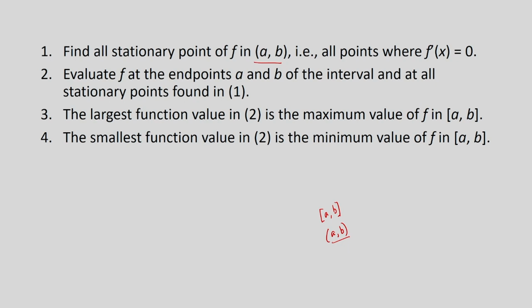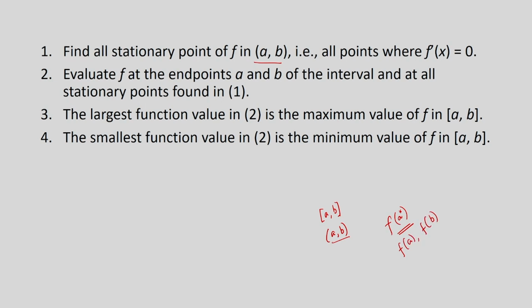The second step: evaluate f at the endpoints a and b of the interval and at all stationary points found in 1. So, we are going to find out the value of f, right. Suppose a star is a stationary point that we have found in the first step, then we first find out what is f of a star. At the same time, we also find out what is f a, what is f b.